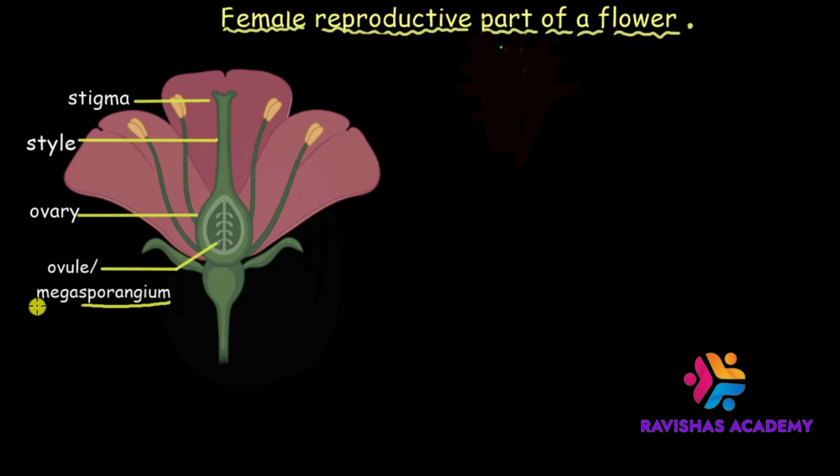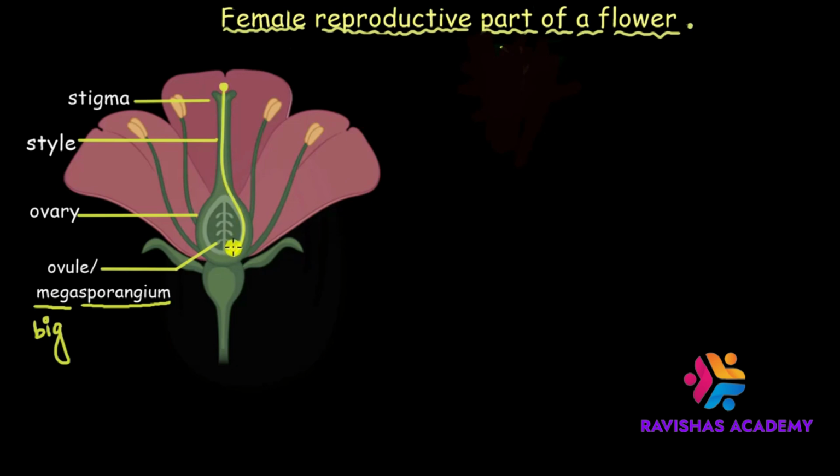And it is called mega, which means big, because it is bigger than the male spores, which are called microspores, and they grow in the microsporangium. We have already discussed it in our previous videos. And since the ovule is the area where the female gamete develops, the pollen tube from the pollen has to reach all the way down to the ovule so that fertilization can take place.